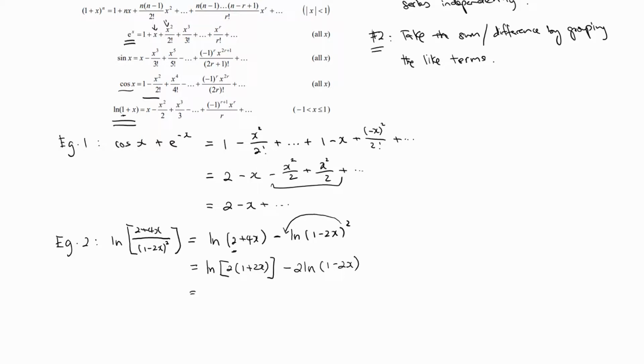Okay, we've got to simplify this a little bit further. So we're going to apply the product rule for this one. So we have ln 2 plus ln(1 plus 2x). Okay, so this is great now. We have the form 1 plus a term in x. And then after that, we have minus 2 ln(1 minus 2x). So for the first one, what we'll do is replace the x with 2x.